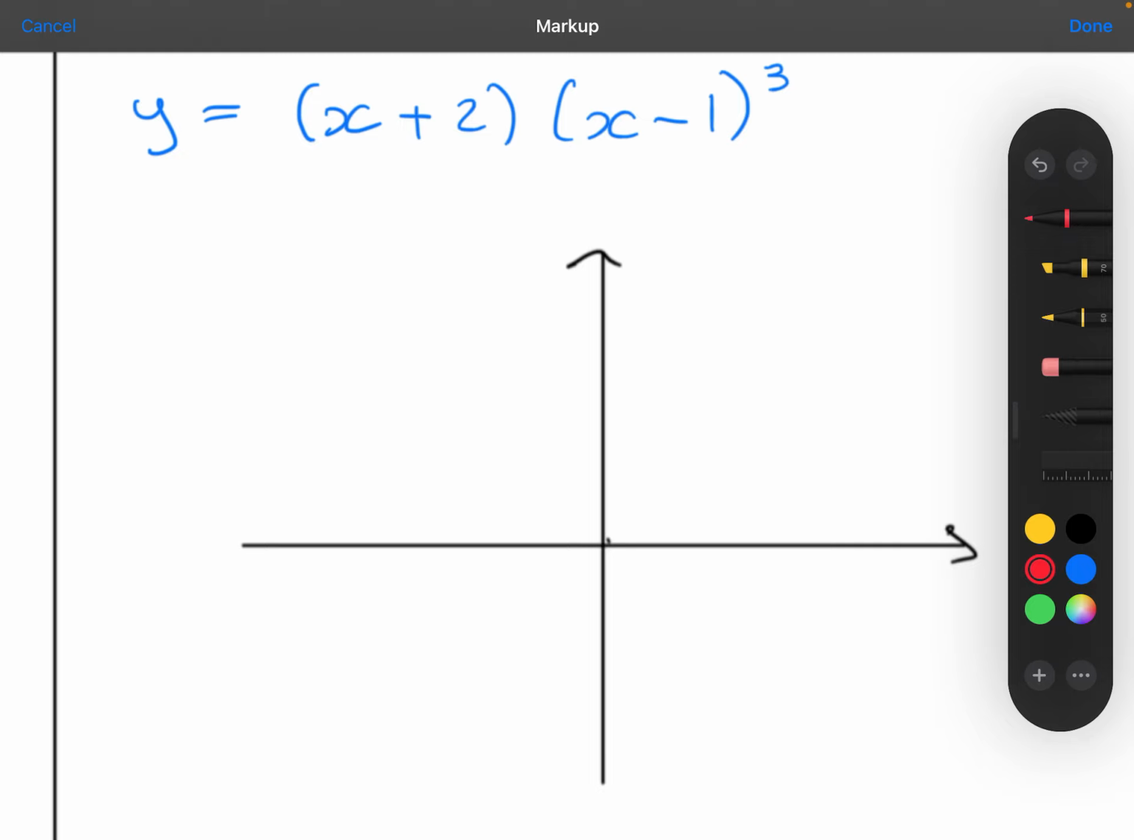With this one, we've got minus 2 from that first factor, which is roughly over here. Then we've got 1 from this second factor, and notice that this is a triple repeated root.